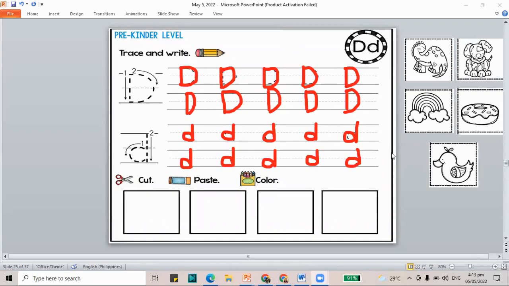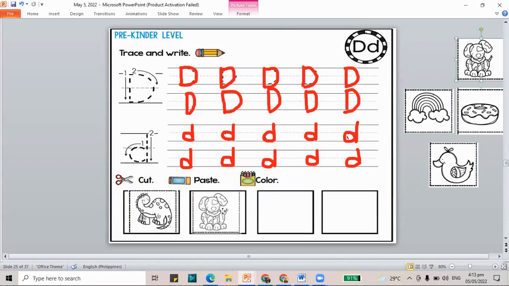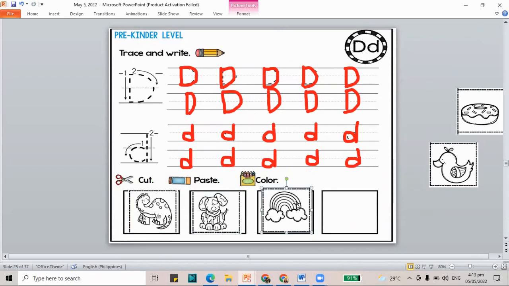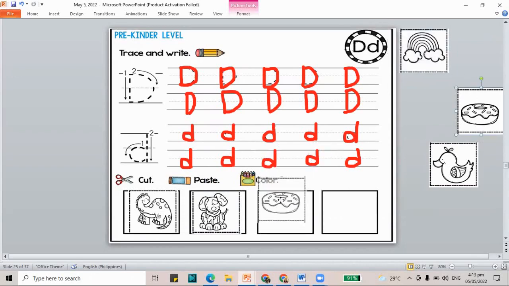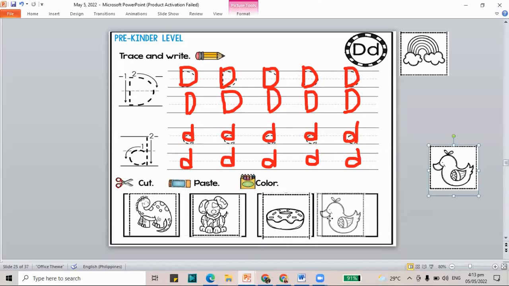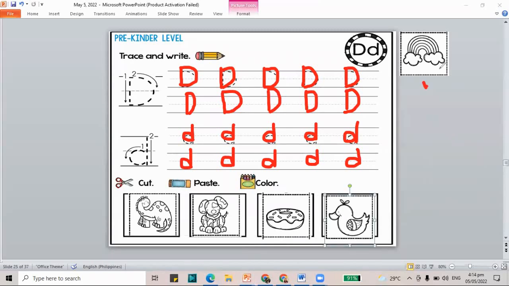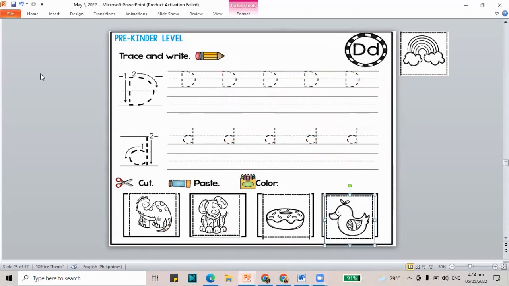Paste the pictures that go for letter D. D is for the dinosaur. D for dog. D for rainbow? Do we put rainbow? No, it's for R. It has an R sound. D for donut. Yes. D for duck. Yes, also. So remember, rainbow is for R. Let's check the pictures that go in D again: dinosaur, dog, donut, and duck. Now, how about we move to the next work? And if you're not yet done, pause this video, play it again once you're done.